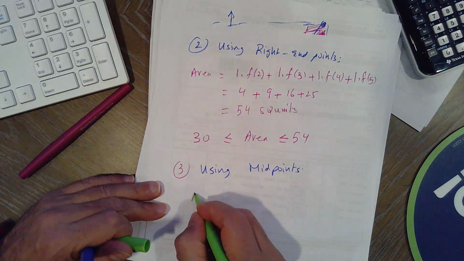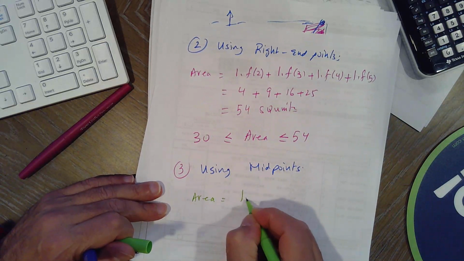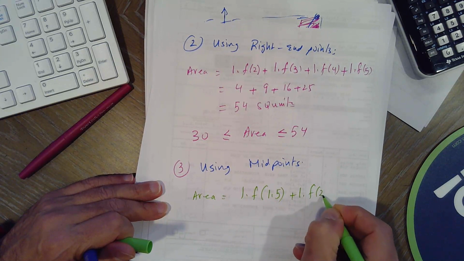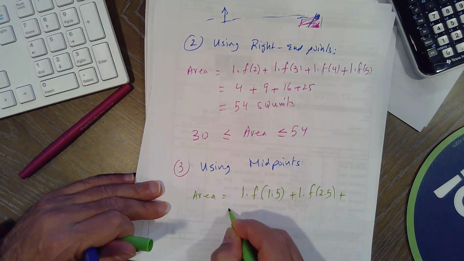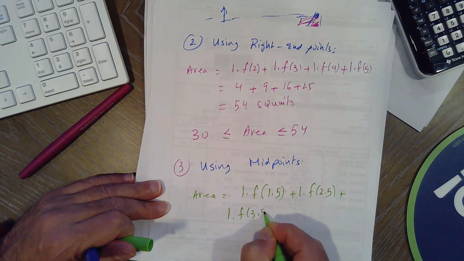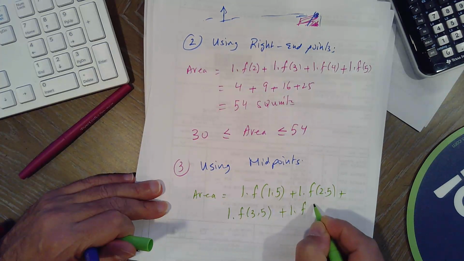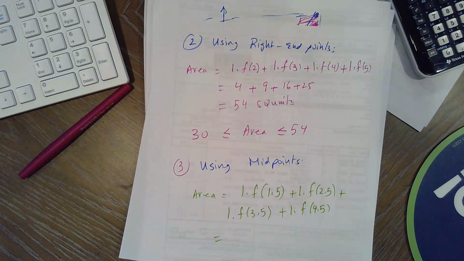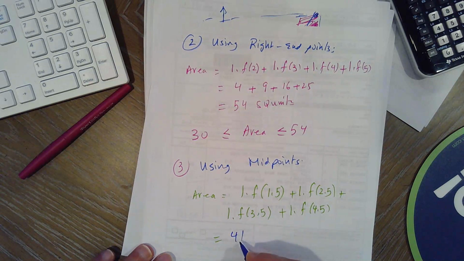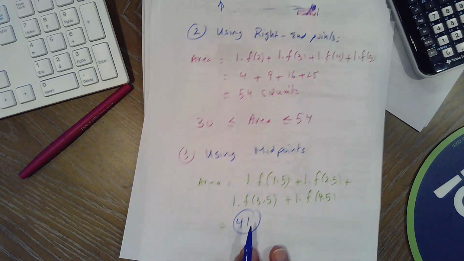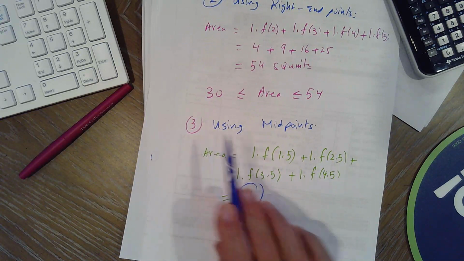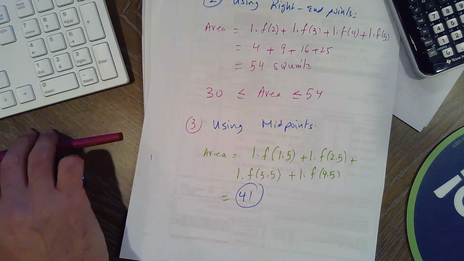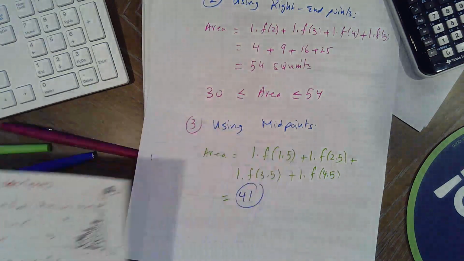So it's 1 times f of 1.5 plus 1 times f of 2.5 plus 1 times f of 3.5 plus 1 times f of 4.5. So if we put that in our calculators, we get 41, which is somewhere between 30 and 54. It's a better estimate than either one of them. Okay, so this is just an example. Now we're going to talk about the general case.